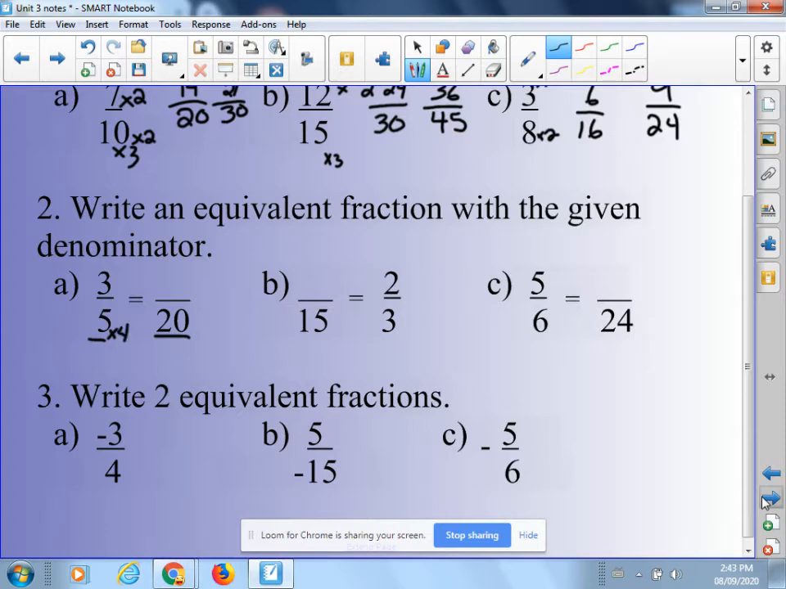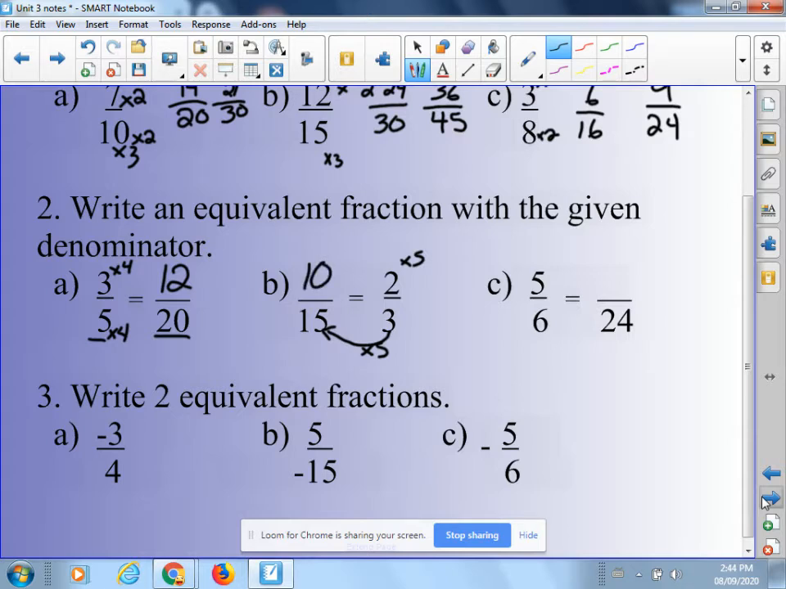And what I do to the denominator, I have to do to the numerator. So 3 times 4 is 12. Okay? This B is the same question, but it's going the opposite way. So how many times is 3 going to go into 15? 3, 6, 9, 12, 15. It's going in 5 times. I multiply it by 5. What I do to the bottom, I have to do to the top. My missing number is 10.